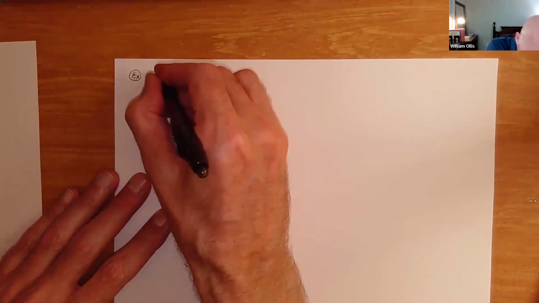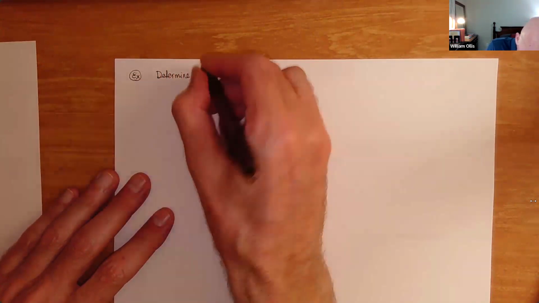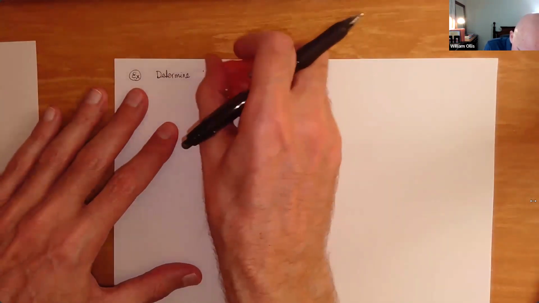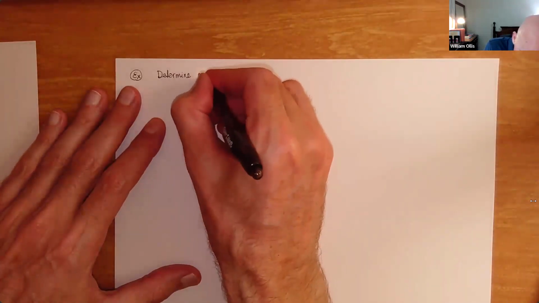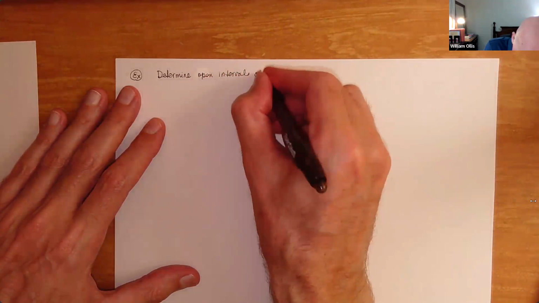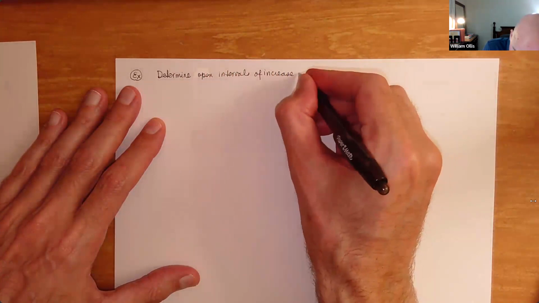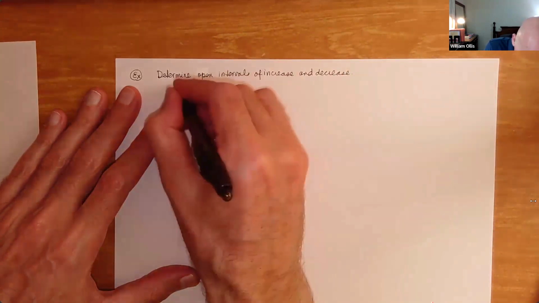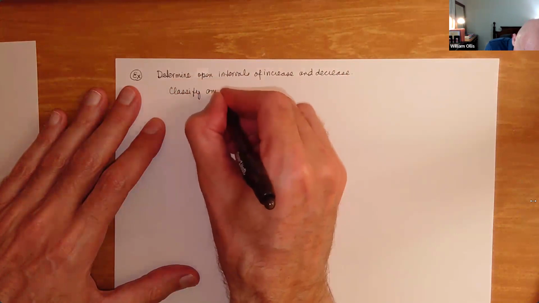So what we want to do is determine intervals. Let me just state this. Some problems will state open or closed. Let's just say determine open intervals of increase and decrease. And then classify any extrema, classify any relative extrema.